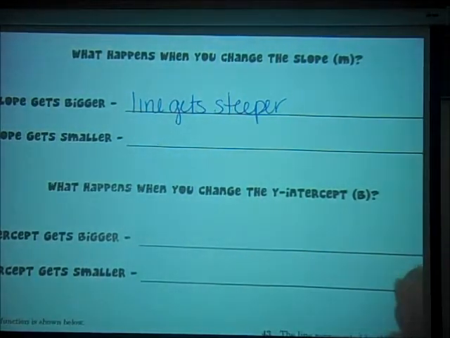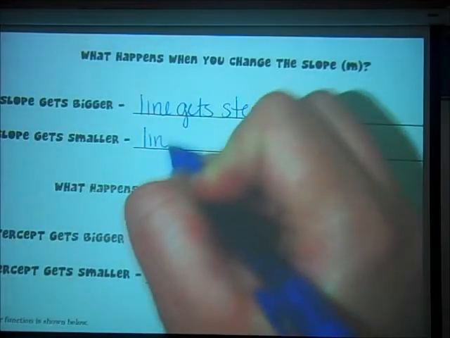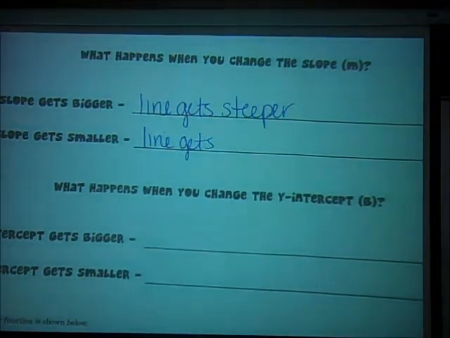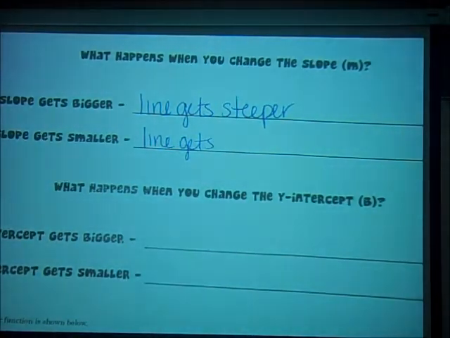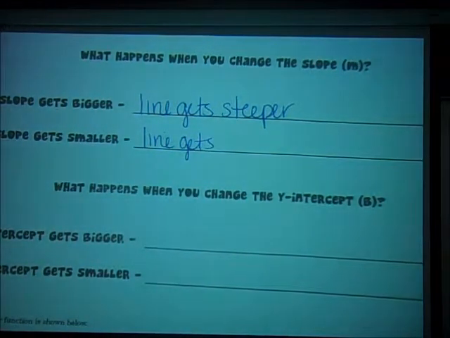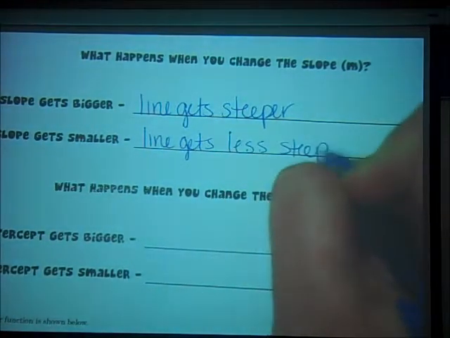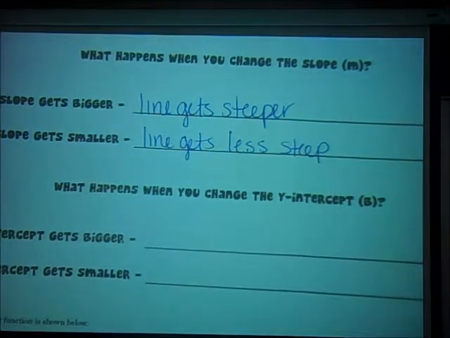If our slope gets smaller, then our line gets, now this is kind of weird, because you would want to say flatter. That's the word you would want to use to be the opposite of steeper, which is true. But on the test, they say less steep. Okay? So if my slope gets smaller, my line gets less steep.